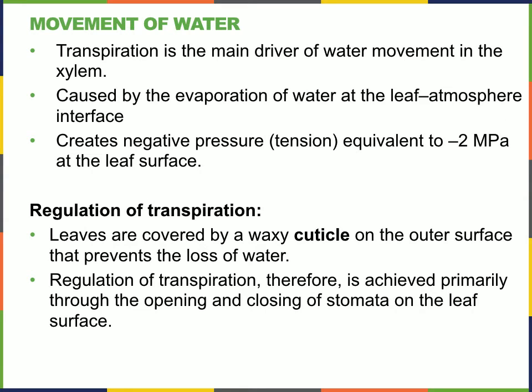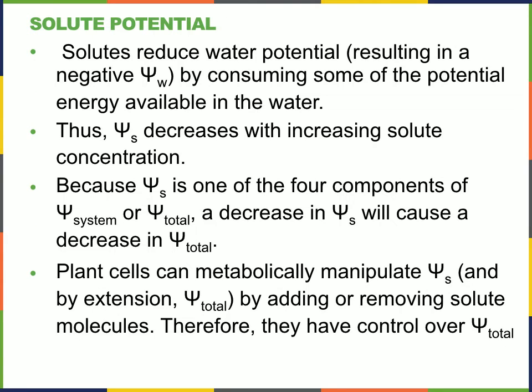Okay, and so transpiration is the main driver of water movement in the plant, and this is, of course, in the xylem tissue. This is caused by evaporation of water, and it creates negative pressure that's pulling water up. And the plants can regulate this. They can regulate this by how impermeable the cuticle is, the epidermis of their leaves, and by regulating transpiration, which is by opening and closing of the stoma on the leaf surface. They can also reduce water potential by moving solutes. Those are the things dissolved in water.